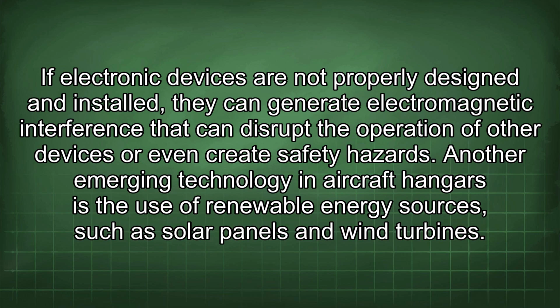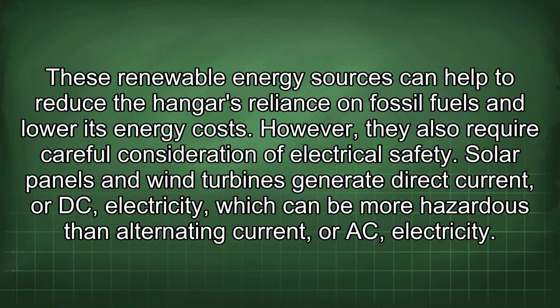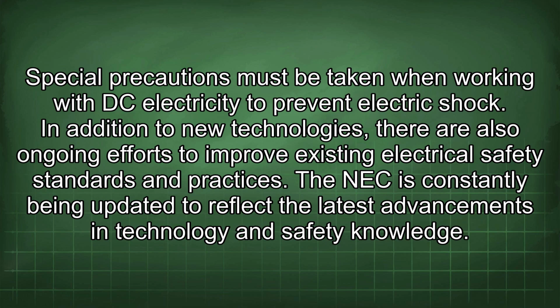Another emerging technology in aircraft hangars is the use of renewable energy sources such as solar panels and wind turbines. These renewable energy sources can help to reduce the hangar's reliance on fossil fuels and lower its energy costs. However, they also require careful consideration of electrical safety. Solar panels and wind turbines generate direct current, or DC, electricity, which can be more hazardous than alternating current, or AC, electricity. Special precautions must be taken when working with DC electricity to prevent electric shock.